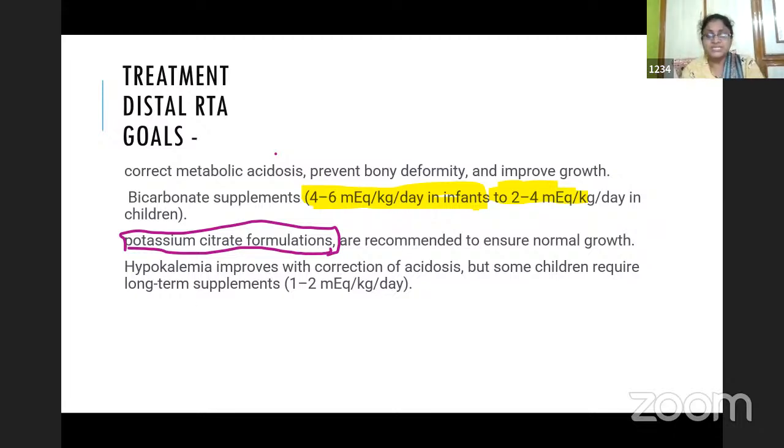And bicarbonate supplementation. Usually up to 1 year, we give 4 to 6 milliequivalents per kg per day in divided doses. Thereafter, after 1 year, we give 2 to 4 milliequivalents per kg per day. This dose should be remembered.